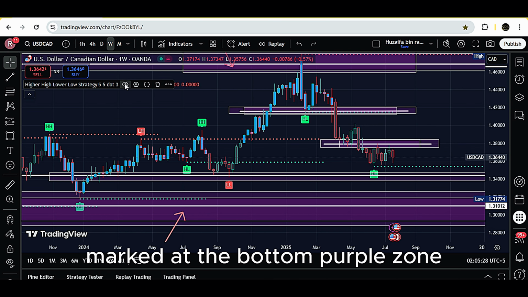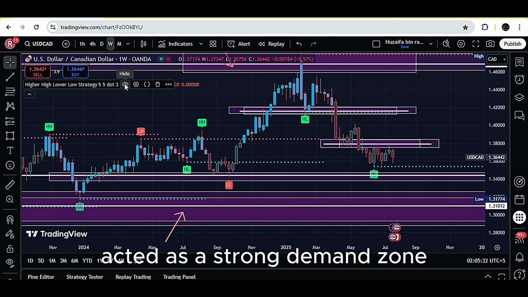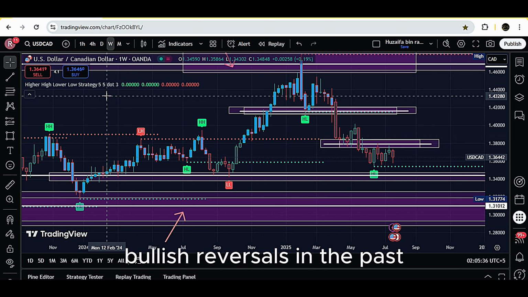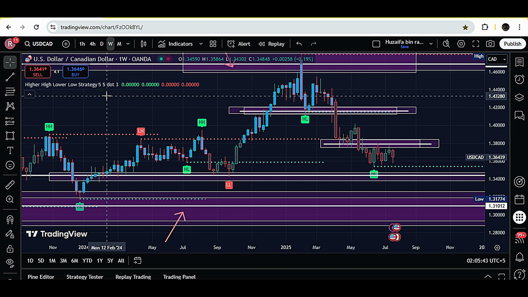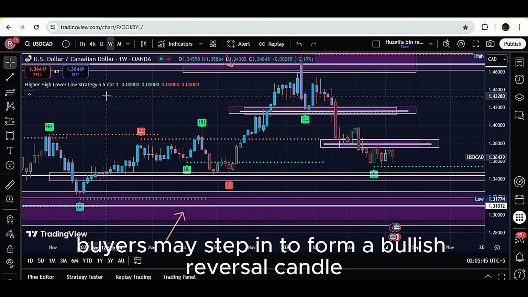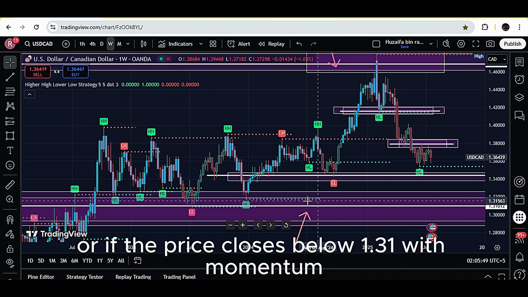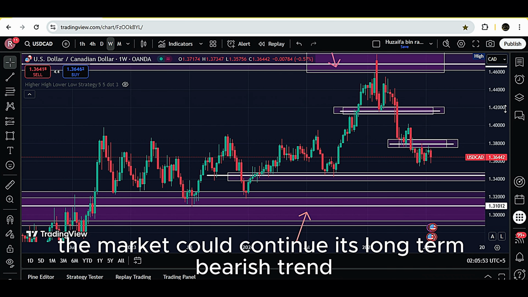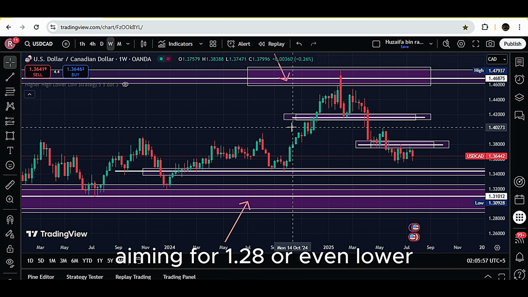The most important level on this chart is 1.31012, marked at the bottom purple zone. This area has historically acted as a strong demand zone, where the market has shown sharp bullish reversals in the past. If the price drops towards this zone again, two scenarios are possible. Buyers may step in to form a bullish reversal candle, or if the price closes below 1.31 with momentum, the market could continue its long-term bearish trend, aiming for 1.28 or even lower.